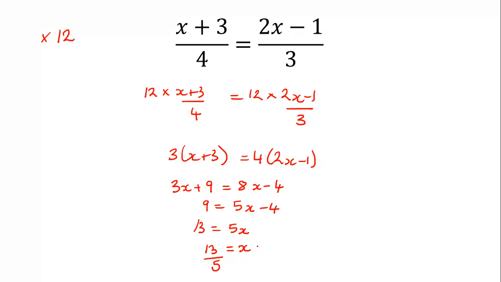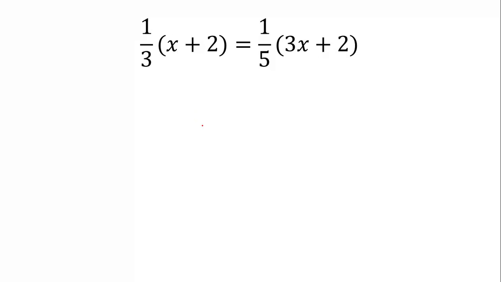Okay? Or it'd be 2.6 as a decimal. Okay. Now this next one. This looks very different from the previous example, but this here is the same as saying (x + 2) all divided by 3. It's just a different way to write it. And this would be the same as (3x + 2) all divided by 5.